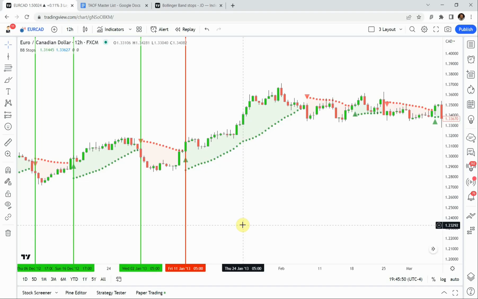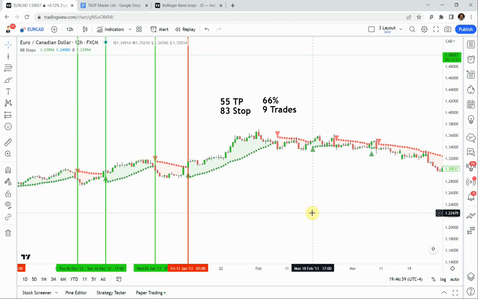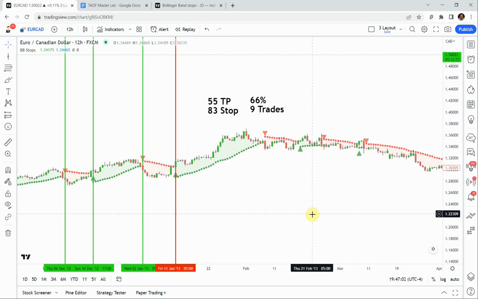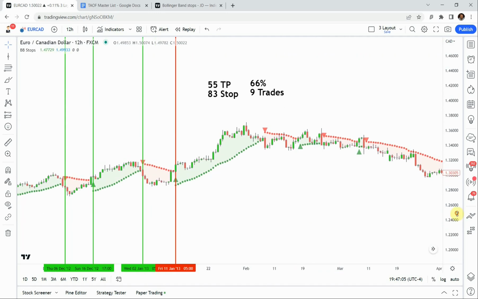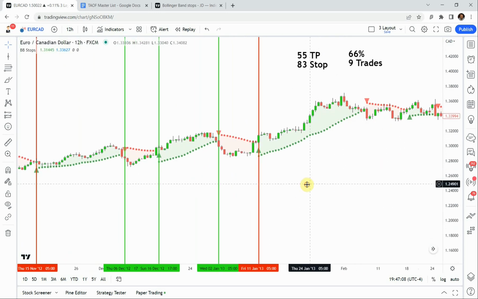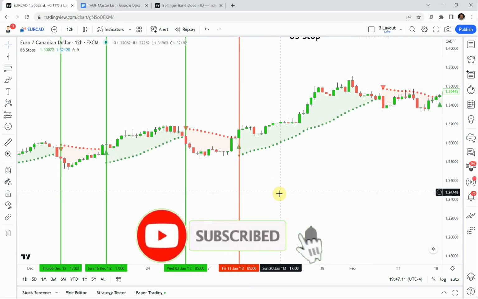All right, as I said, today we are looking at an advanced testing of the Bollinger Bands Stop indicator. In the original testing, this was able to achieve a 66% win rate with 9 trades in 1 year's time. So we did adjust the take profit and stop, and we did modify the time frame. We dropped the time frame to a 12-hour time frame. We moved the take profit and stop, as you can see right here, cut it in half from the normal standard default.